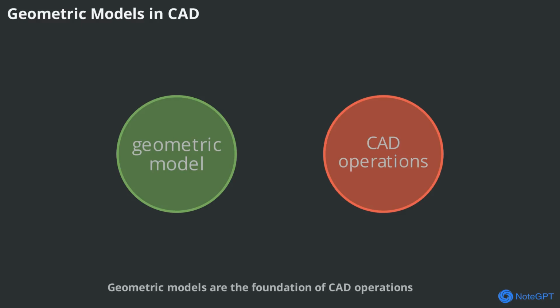Geometric models are the foundation of CAD operations. They mathematically represent the shape and form of objects, enabling analysis, rendering, and manufacturing. Geometric models communicate complex shapes visually, replacing lengthy descriptions. They serve as the basis for simulations like FEA and CFD, predicting real-world performance. Manufacturing data, such as CNC toolpaths and 3D print slices, are derived directly from geometric models, ensuring accuracy and consistency.